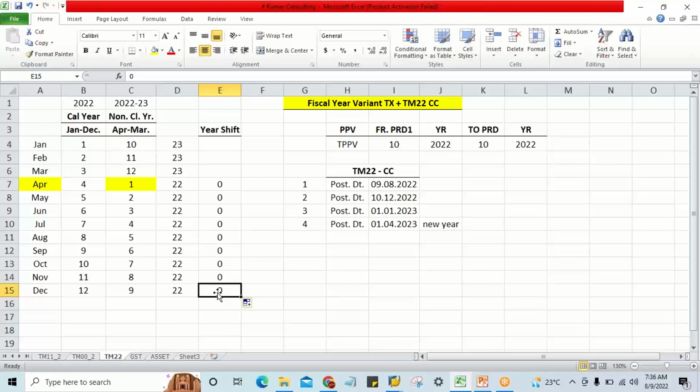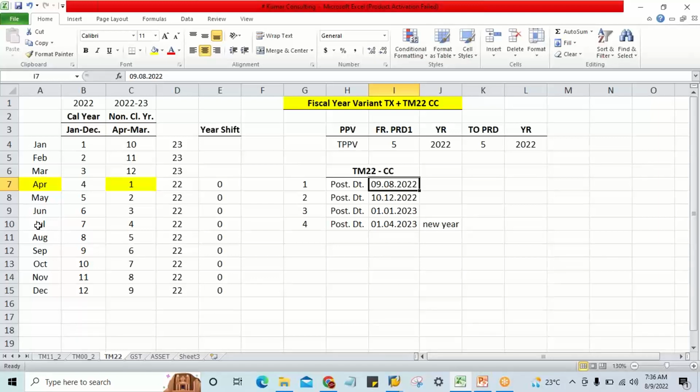Now how is SAP going to check? When your posting date is 9th of August 2022, SAP is going to check which period? August equals the 5th period, right? And 2022. So August is the 5th period, and then this year 2022. So what is the fiscal year here? In the sense, what is the year? 22.